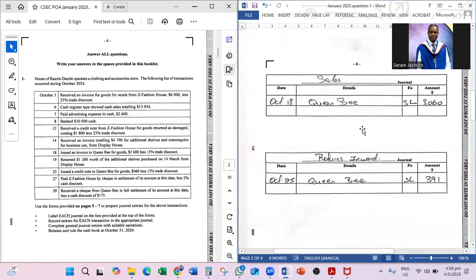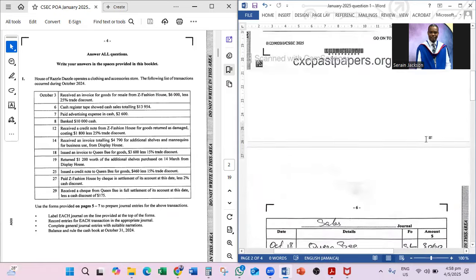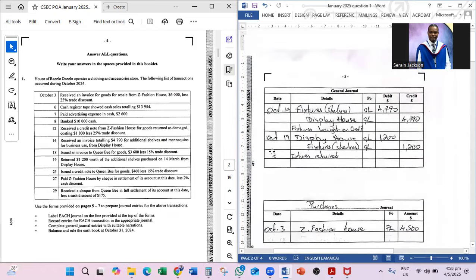October 19, returned 1,200 worth of additional shells purchased on the 14th of March. So you're really just going to reverse this transaction. As you can see, I debited display house and credited fixtures. And you realize that when I credit, I move a little bit away from the margin. I also have a video on General Journal, so you can check that out as well. And I put the narration there, fixtures return.